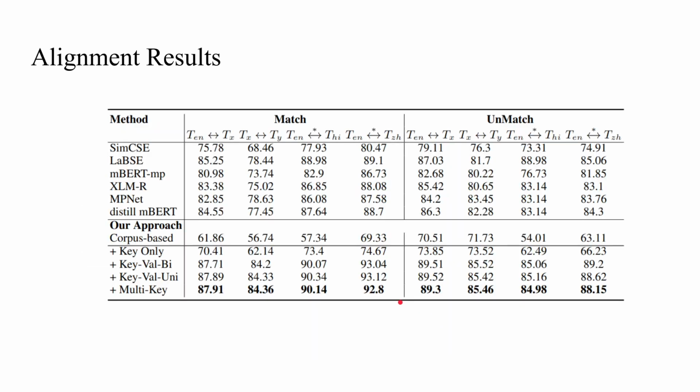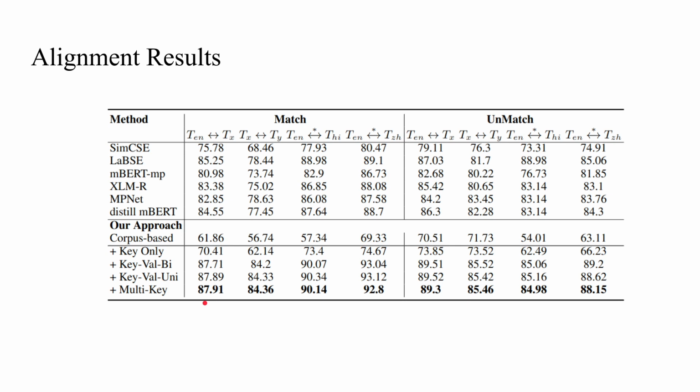Now, if we look at the results of our alignment statistics, we see that we beat most state-of-the-art multilingual models comfortably. If you look at the F scores of the English to X alignments and X to Y alignments, where X and Y are different languages, we see that in almost every single metric, our method clearly outperforms all the other multilingual models.